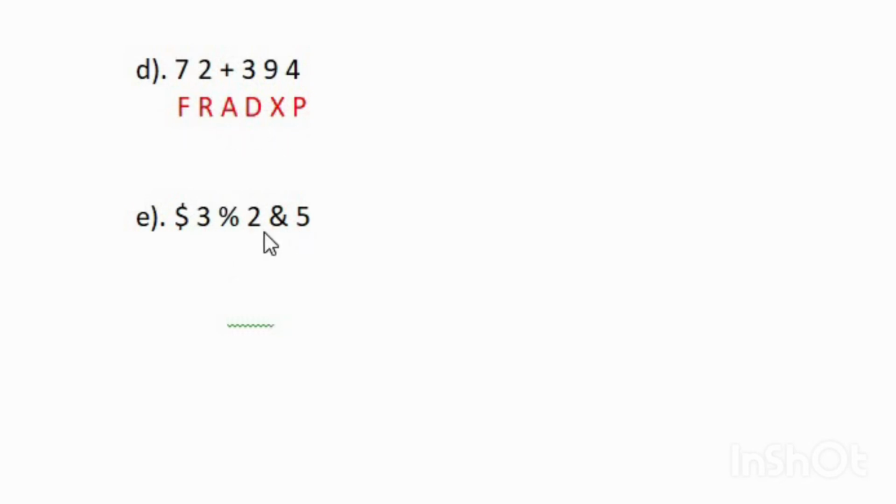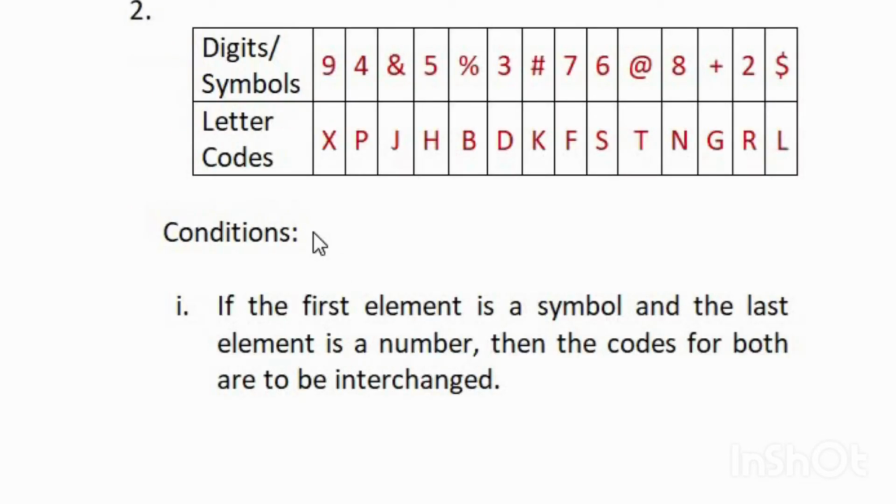And in the fifth question, the first unit is a symbol and the last unit is a number. It is an odd number. So which condition can we apply? We can apply the first condition. That is, if the first element is a symbol and the last element is a number, then the codes for both are to be interchanged. And we know for 5 it is H and for dollar it is L.